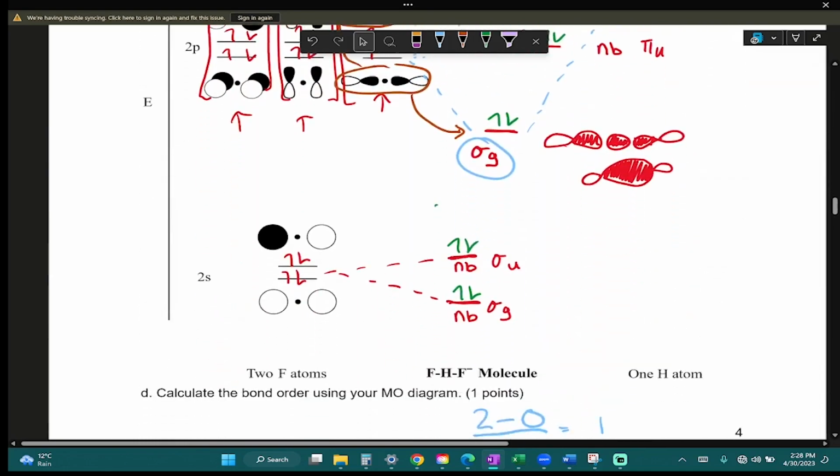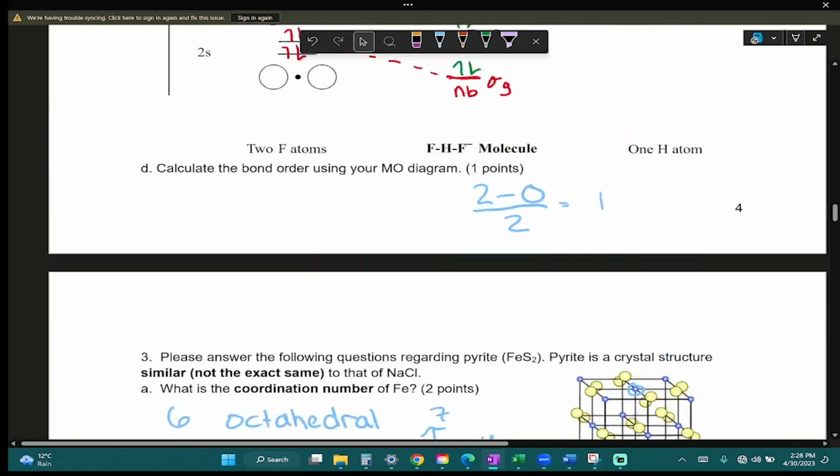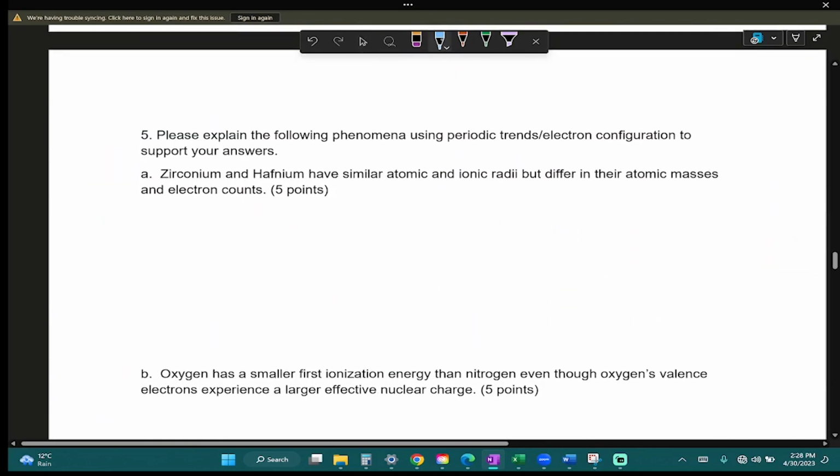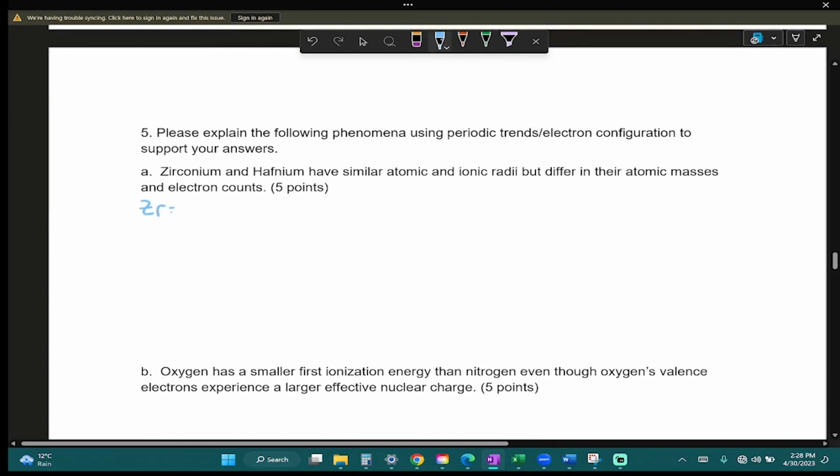So for zirconium, we're going to have an electron configuration of krypton 5s2 4d2. And we'll see a similar electron configuration for hafnium, but instead, we'll notice that we have the addition of f electrons.